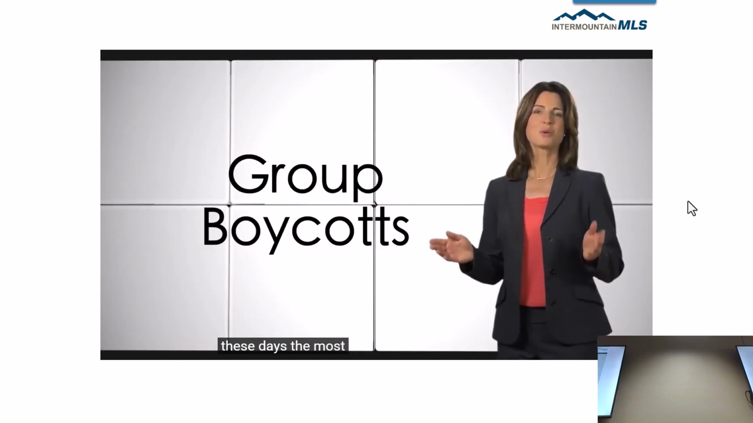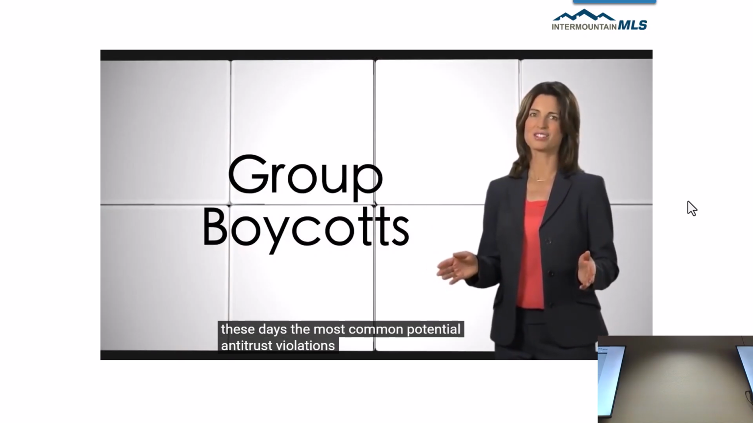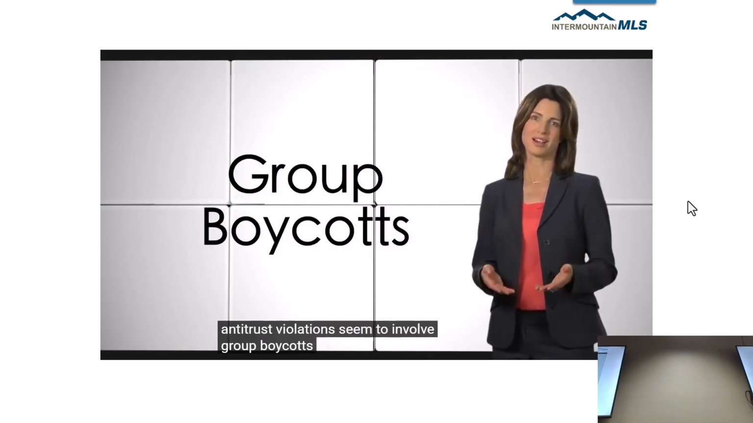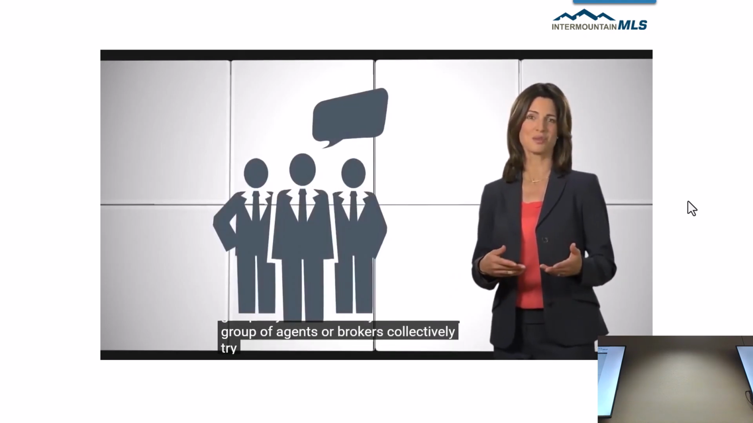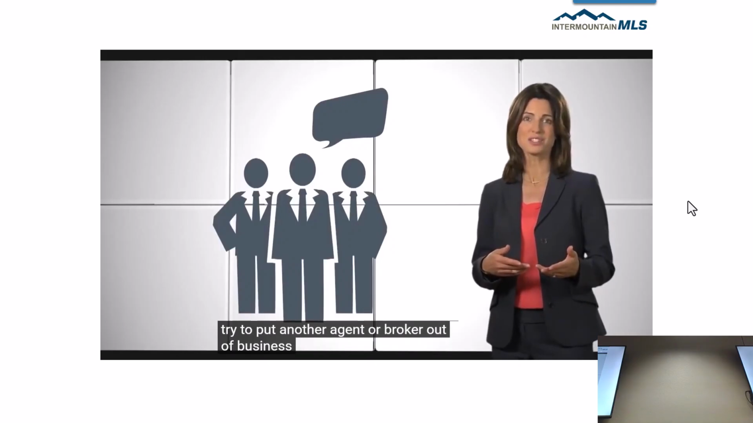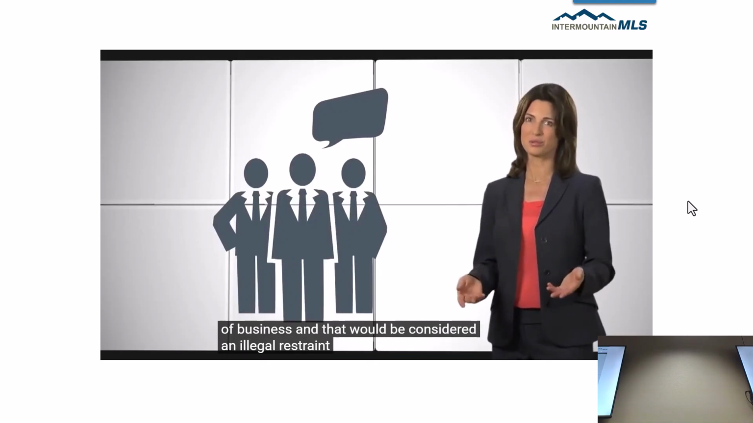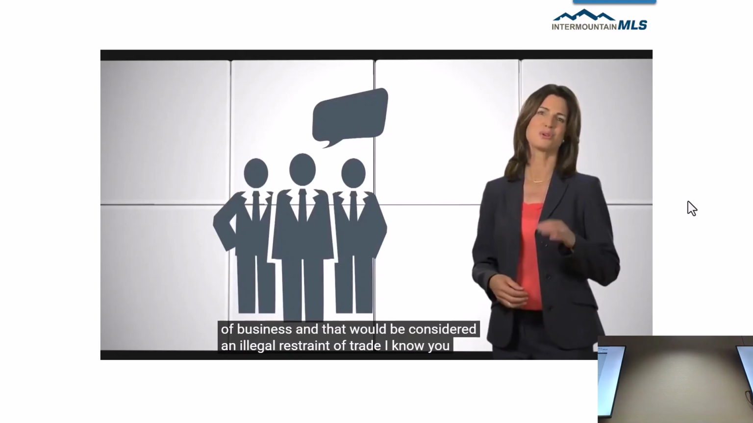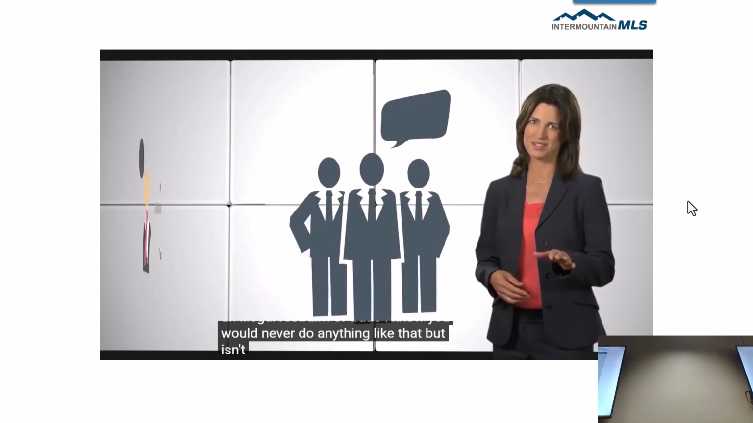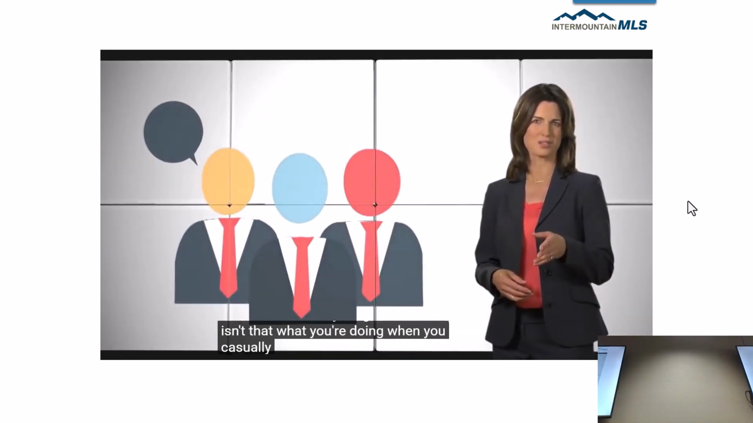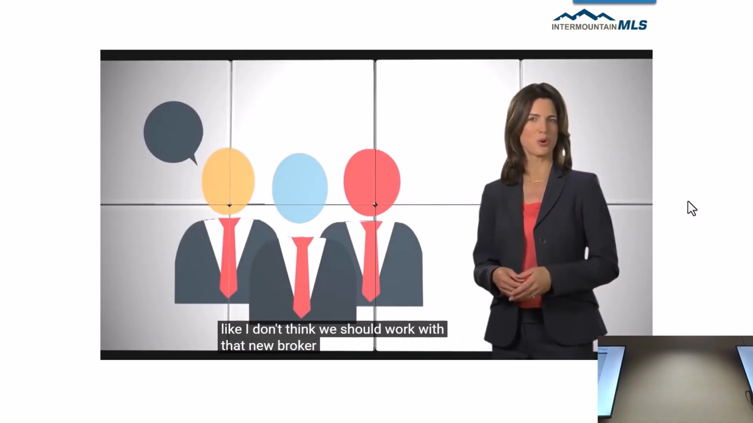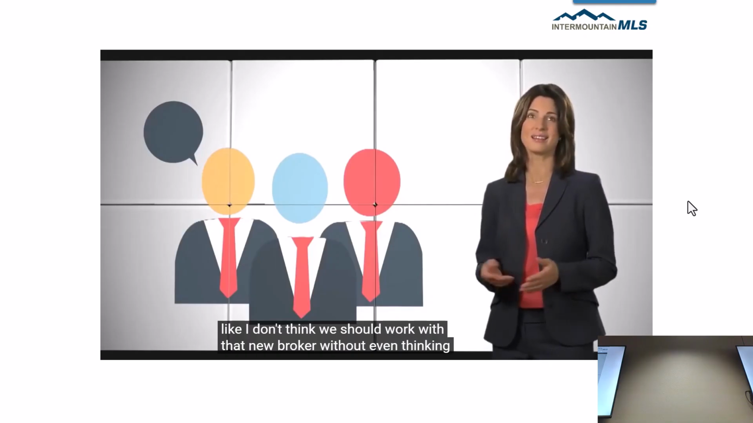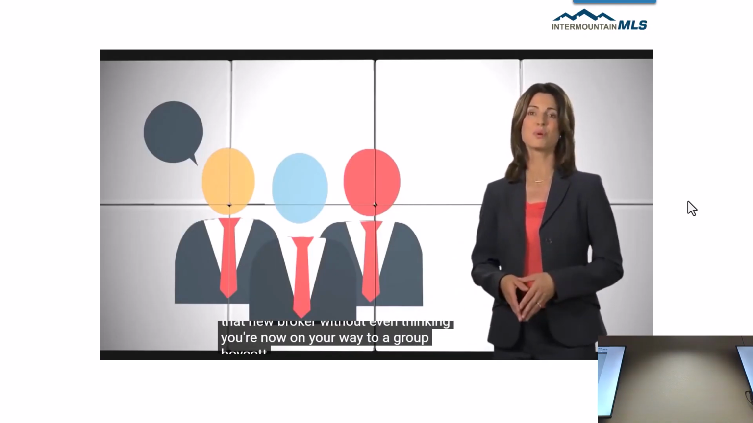These days, the most common potential antitrust violations seem to involve group boycotts. I'm sure you realize if a group of agents or brokers collectively try to put another agent or broker out of business, that would be considered an illegal restraint of trade. I know you would never do anything like that, but isn't that what you're doing when you casually say to a colleague something like, "I don't think we should work with that new broker"? Without even thinking, you're now on your way to a group boycott.